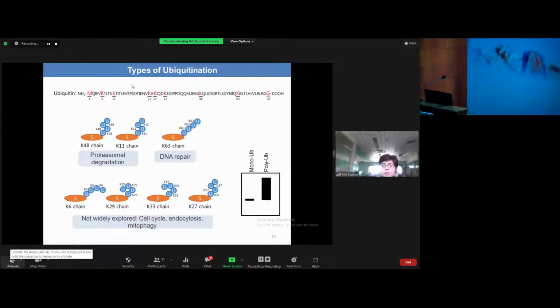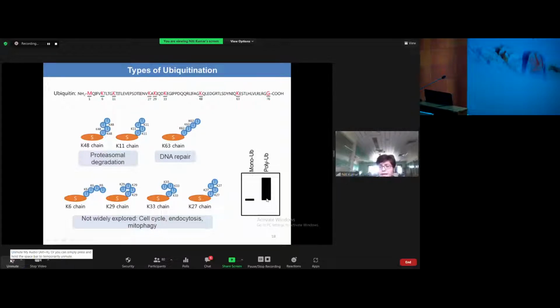So we took an alternative approach wherein we tried to see its polyubiquitination activity by expressing it in mammalian cells. As you know, ubiquitin is a 76 amino acid protein and it has lysines at different positions, and depending on which lysine is involved in polyubiquitination, the fate of the protein changes. K48-mediated linkages are involved in proteasomal degradation, and K63 are suggested to participate in DNA repair. And there are non-canonical lysine positions which have not been widely explored; K6, K29, K33 and K27 have been suggested to play roles in mitophagy, cell cycle and endocytosis.